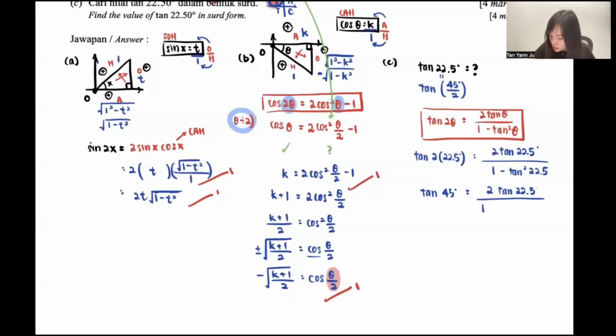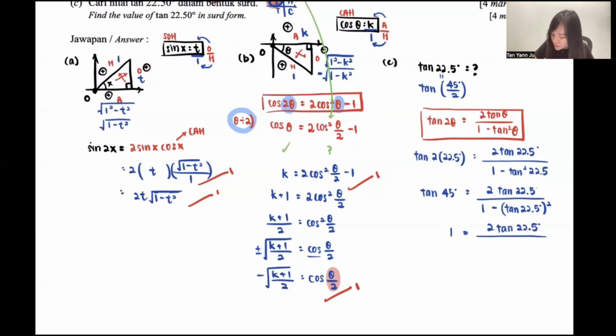And I hope you guys know the bottom one, right? This tangent square 22.5 is actually tangent 22.5 with the whole thing being squared. When you put the square in the middle, it means the whole thing is squared. So guys, tangent 45 is what? Special angle. Either you memorize it or you can try to press the calculator. Oh, it's a 1. It's a 1.